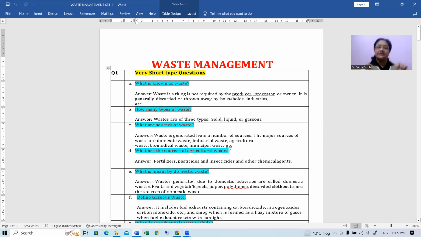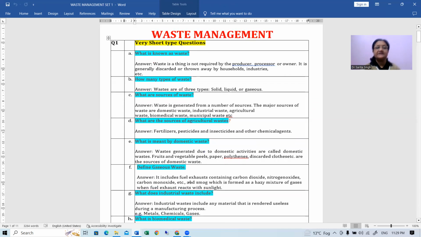Okay. Then next is, what is meant by domestic waste? Wastes which are actually generated due to domestic activities are called domestic wastes, right? In this, you'll find most of the domestic waste is actually biodegradable waste, or you can say the kitchen waste which we get, right?